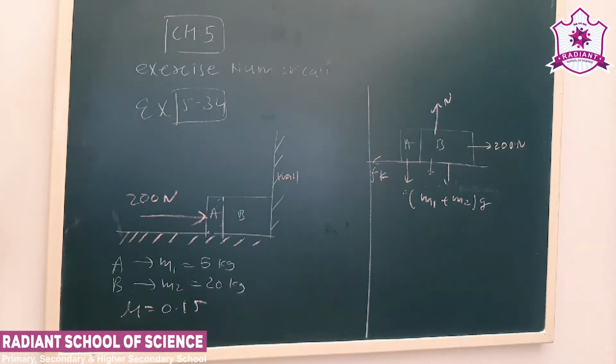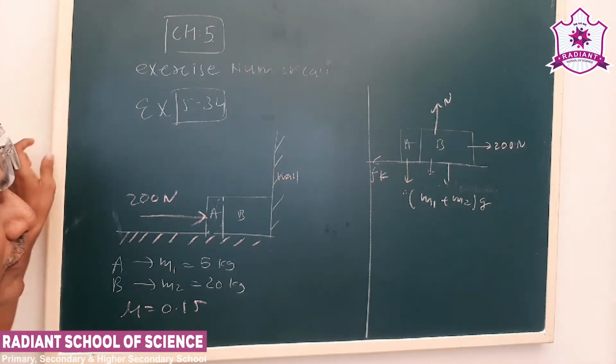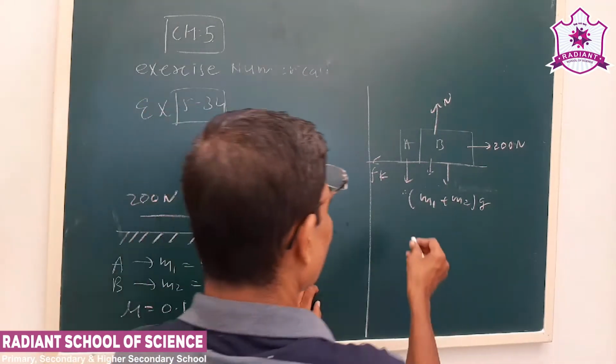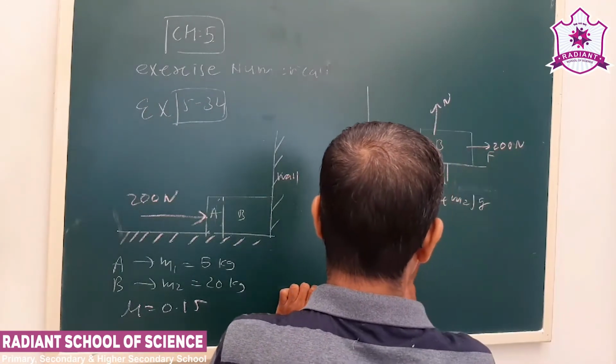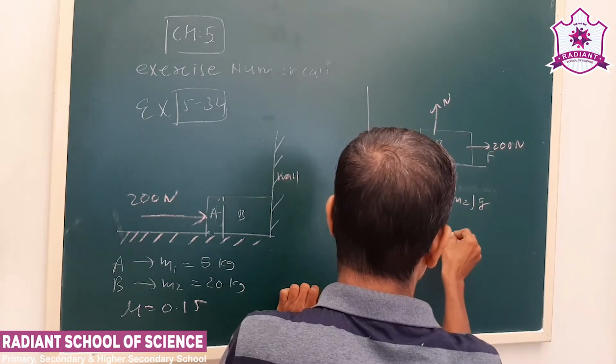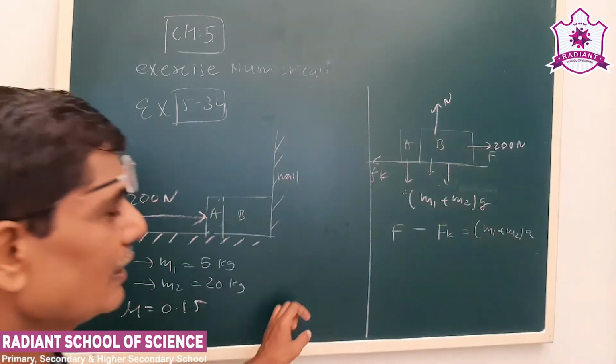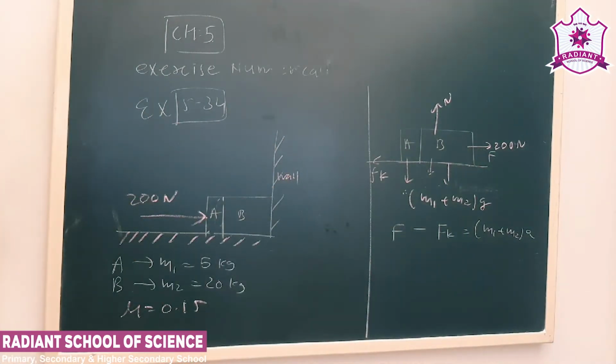Now see, we use Newton's second law of motion. F is the external force, Fk is (m1 plus m2) into a. Now Fk is mu k into N.